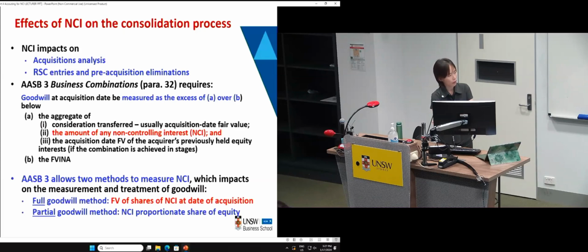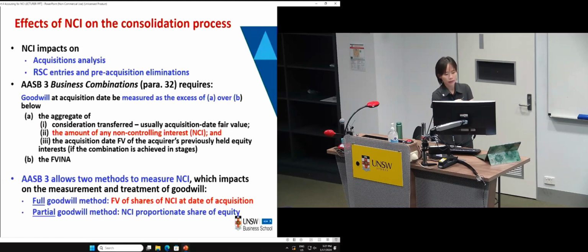So the share of the equity is not really accurate, so we probably use identifiable net assets. Okay, so NCI's proportionate share of the subsidiary's identifiable net assets. Okay, identifiable net assets is better. Now then, don't worry about the third component. That would be considered if the acquisition is achieved in stages, but that is not applied in our example. Now then we compare.